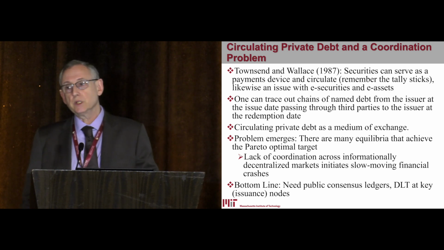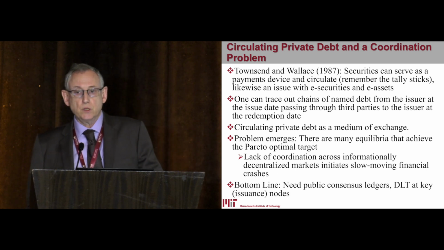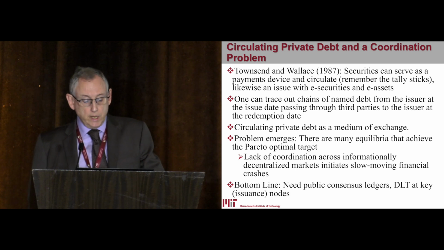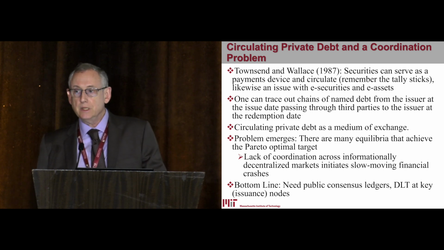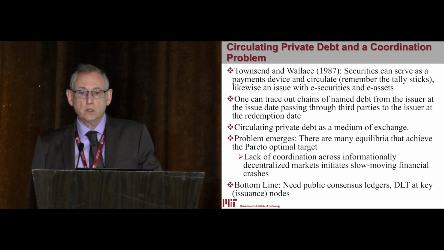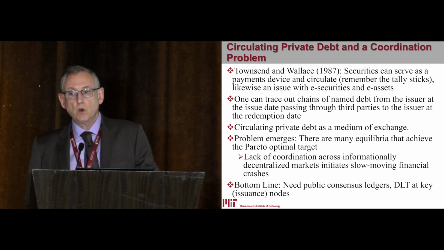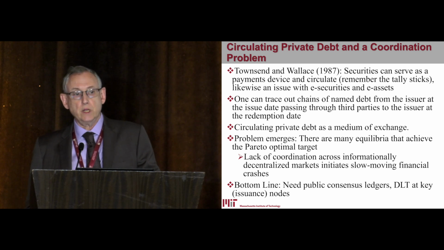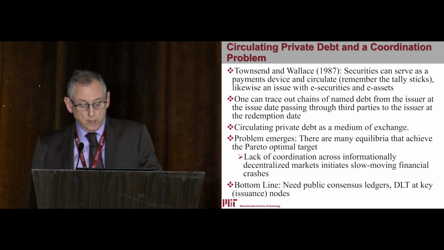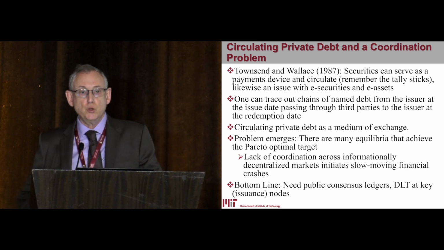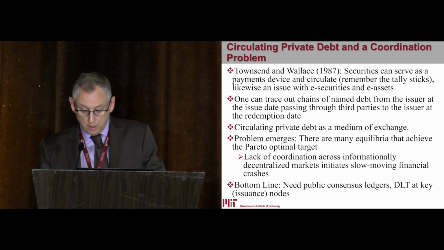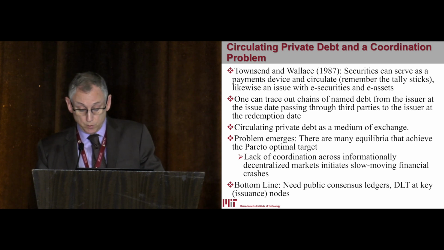The problem that emerges is that there are many ways of achieving the same target Pareto optimal allocation, and if these agents are located in informationally decentralized markets, they have no way of knowing what the issue is of the coins in the other markets. That creates a coordination problem, and recently we've worked out with an MIT student what would happen if there's lack of coordination, what will appear as a slow-moving financial crisis. So regulators should be interested in having public consensus ledgers at issuance dates so we know ideally how to avoid these kinds of coordination problems.